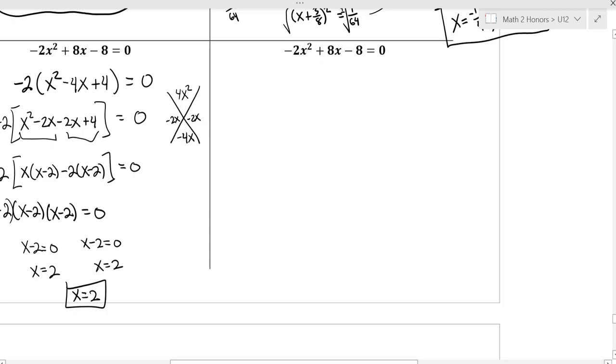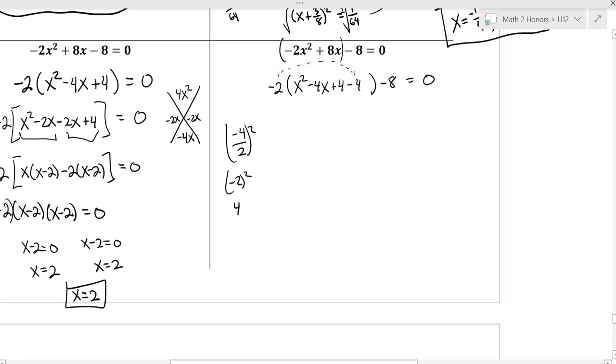Last part here, I'm going to solve by completing the square. Factor out a -2 from the first two terms. I'm left with a positive x squared minus 4x. Leave a little room, got a -8 out front, equals 0. Take the -4, which is b, cut that in half, and square it. And you get 4, so that's what I'm going to add and subtract inside the parentheses. Then I'm going to take the a, the -2, and multiply it with the fourth term inside the parentheses.